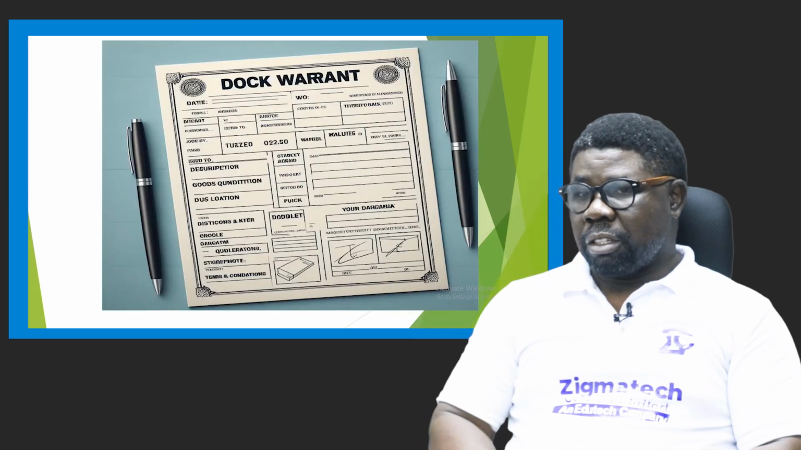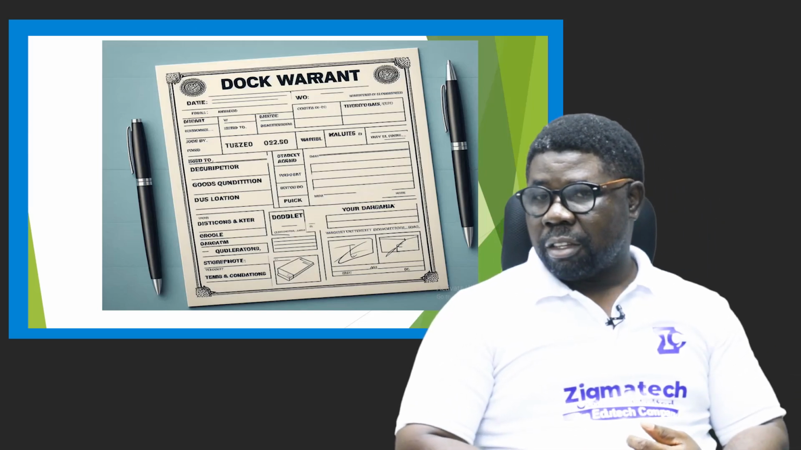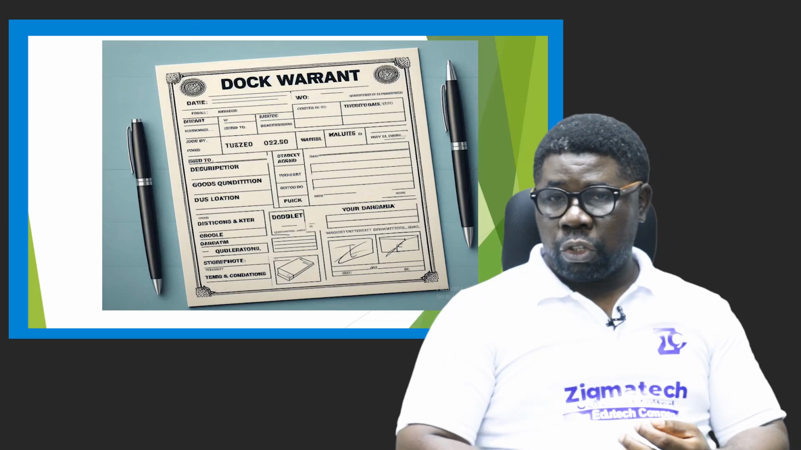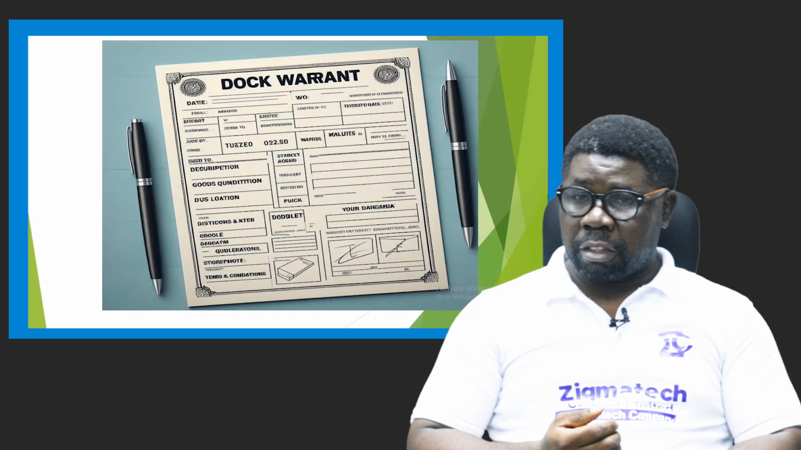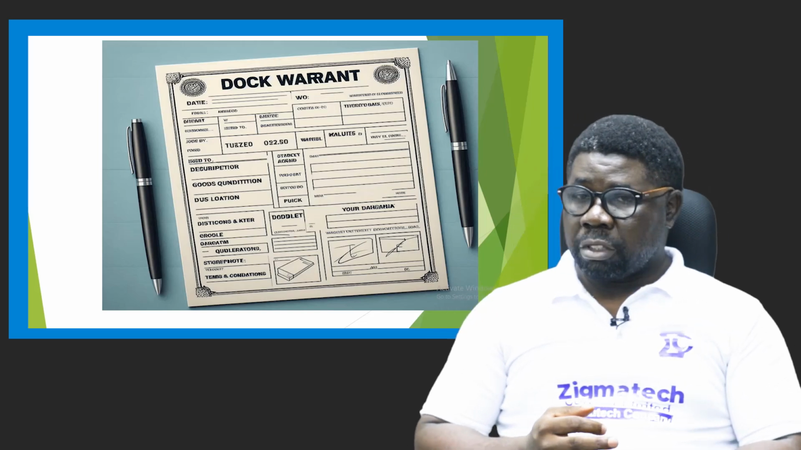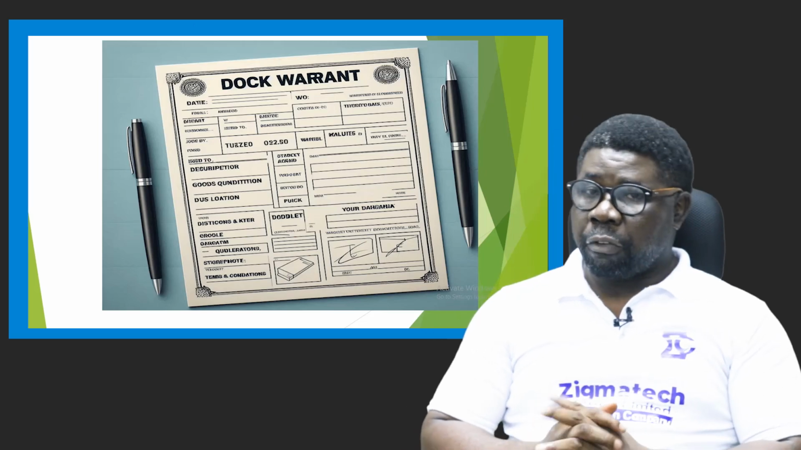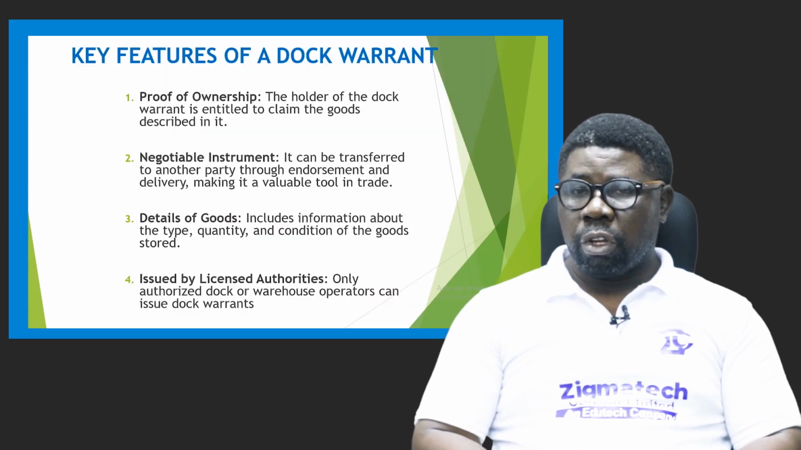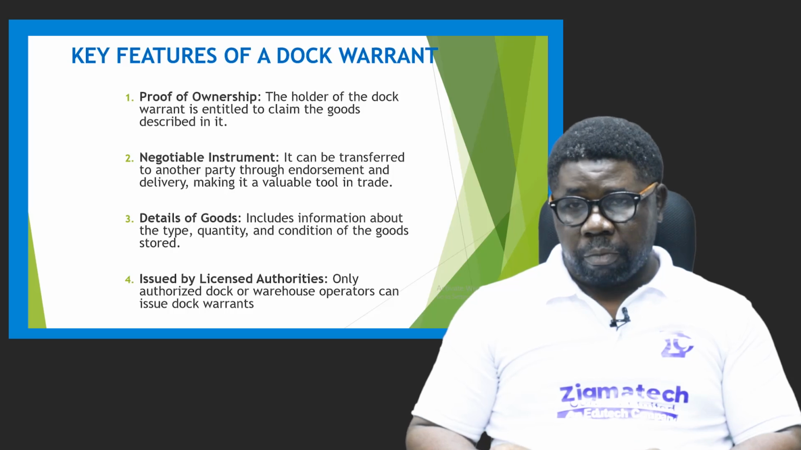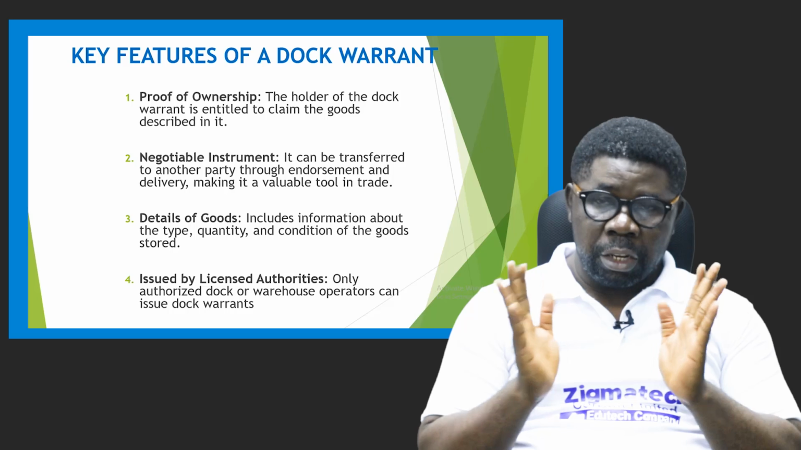This is an example of a dock warrant. This receipt is issued by the warehouse or the dock, as the case may be, to the person who has title to the goods being taken away from the warehouse or from the dock. That's what it is. Key features of a dock warrant include: it's a proof of ownership.